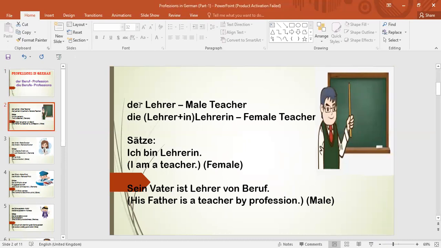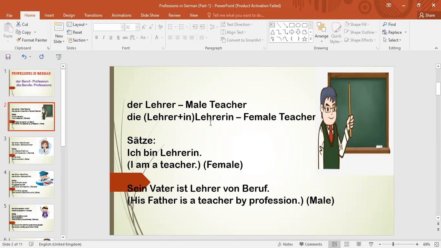The article der will be used for the male or masculine ones, and the article die will be used for the females or feminine ones. So first, a male teacher. Male teacher is called Lehrer, and its article is der. So der Lehrer means male teacher.